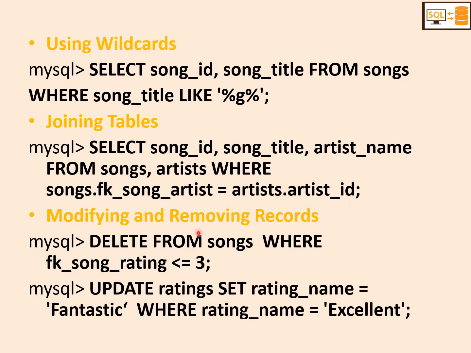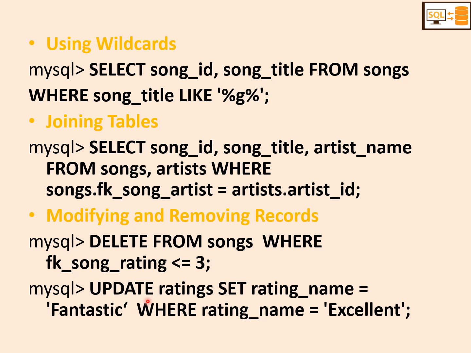The next is for modifying and removing records from a table. In order to modify a record or remove records from the table, we have the delete expression as well as the update expression. So: delete from songs where fk song rating is less than or equal to 3. This means we have to delete the records from the songs table whose rating field has a value less than or equal to 3. Such records are removed from the songs table.